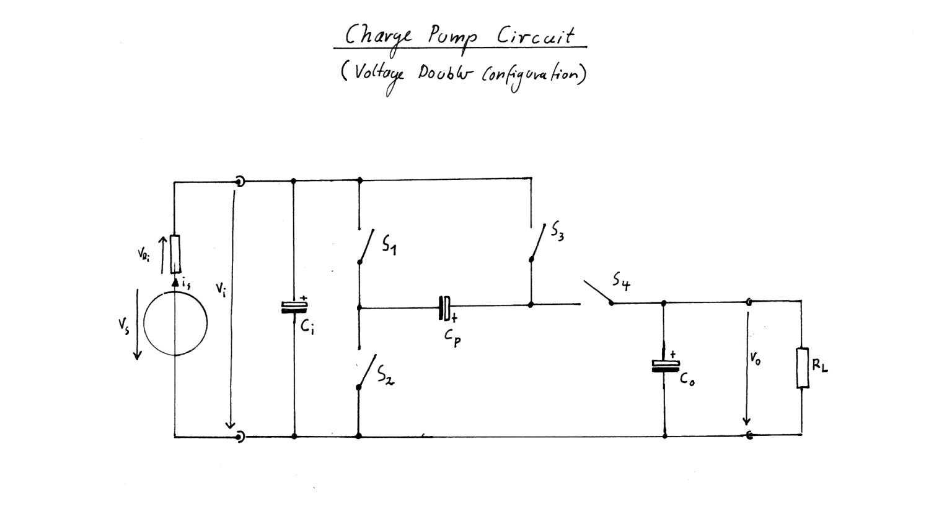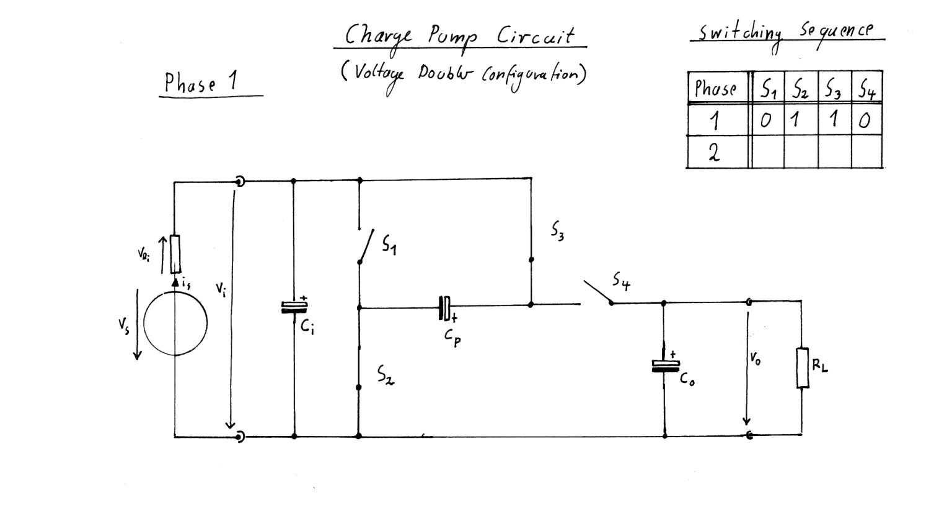Before any switching begins, the input capacitor Ci is already charged to around the value of Vs. Now phase 1 begins. The switches S2 and S3 are closed, connecting Ci, Cp and the source in parallel. During phase 1, the pump capacitor is charged to a certain value, usually very close to the supply voltage of the source. Once that value has been reached, phase 2 starts.